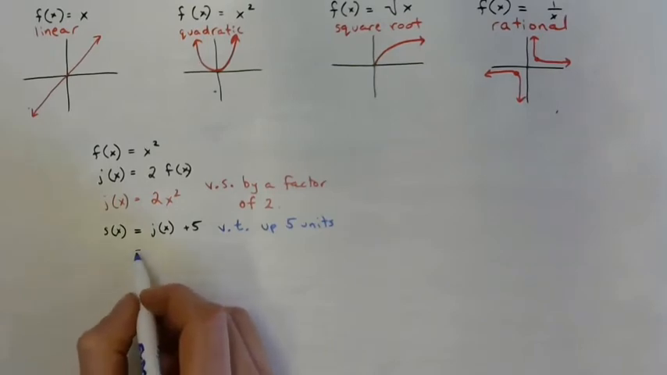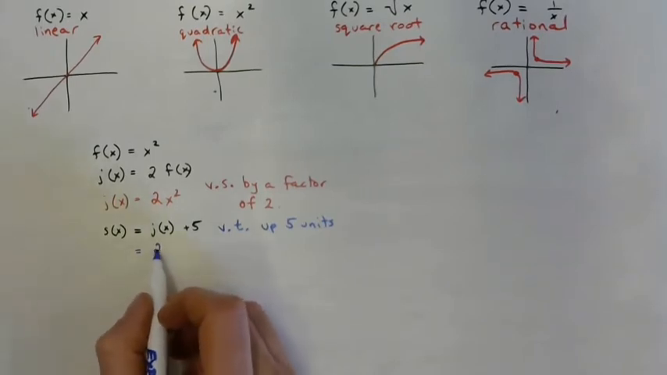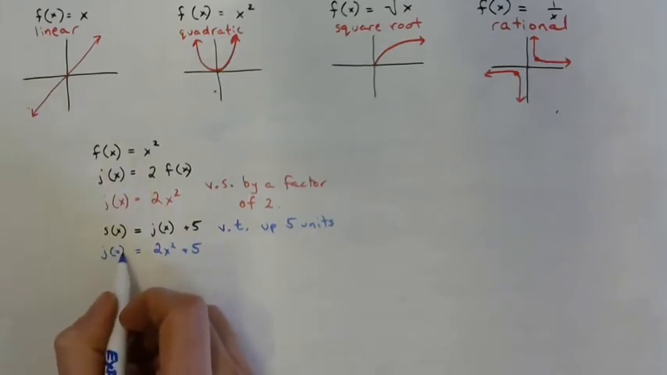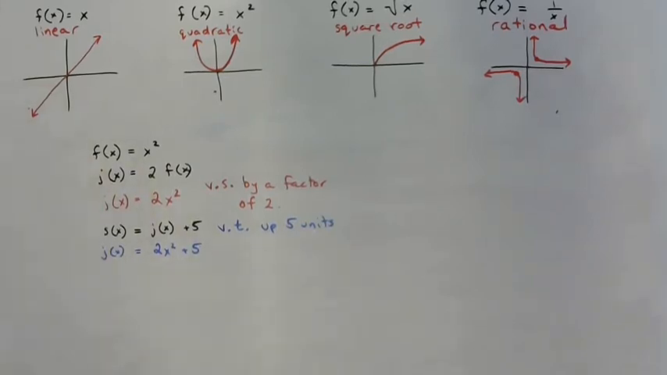Okay, so we take j of x, which is 2x squared, and we add 5. That's done. That's simplified. That's our transformed function.